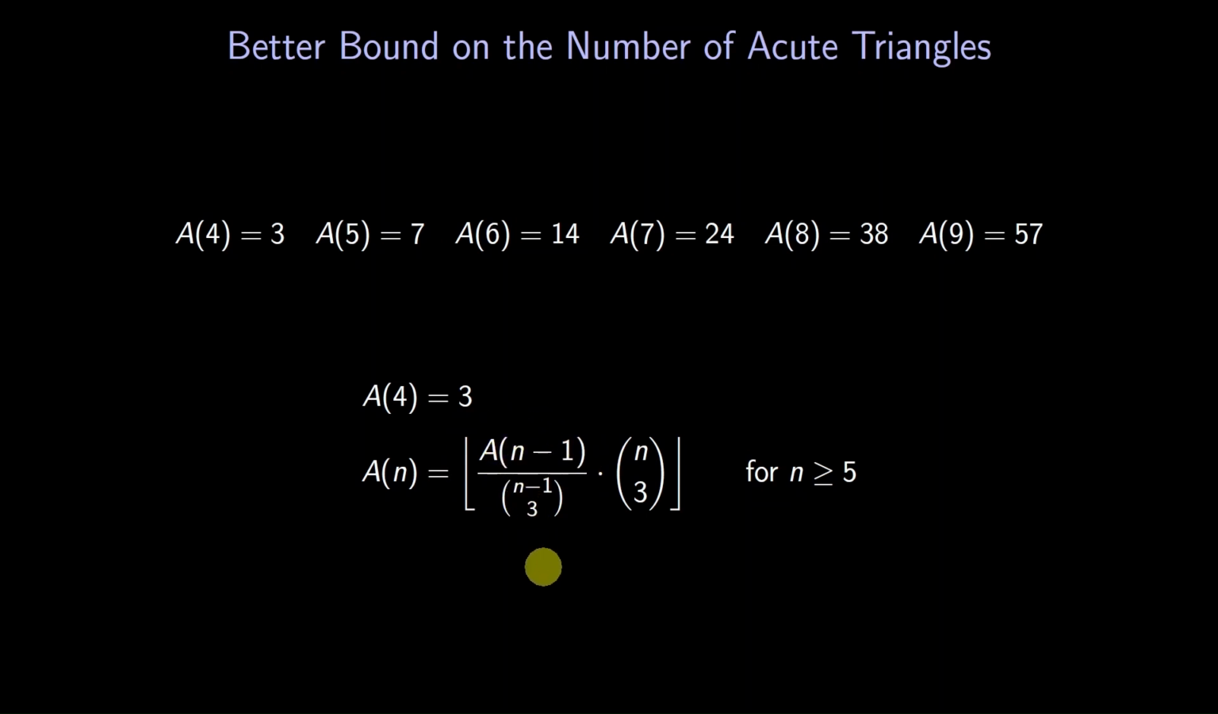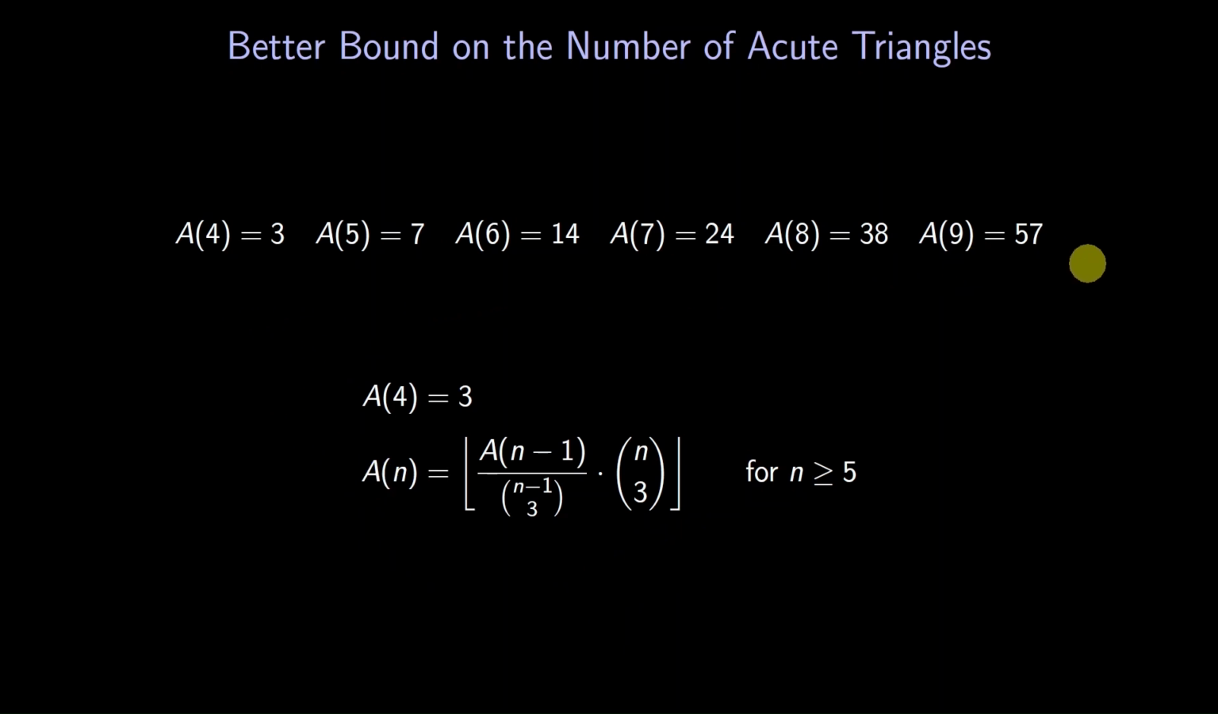Where did this equation come from? It is the same as our previous work on the random view versus the counting view. Note that A of n minus 1 over n minus 1 choose 3 is just a bound on the fraction of acute triangles on n minus 1 points. Multiplying that fraction by n choose 3 gives a bound on the number of acute triangles on n points. That product might not be an integer, so the half brackets here mean take the floor of that expression. Floor means lower the expression until we hit an integer. That recurrence will define an infinite sequence of numbers.